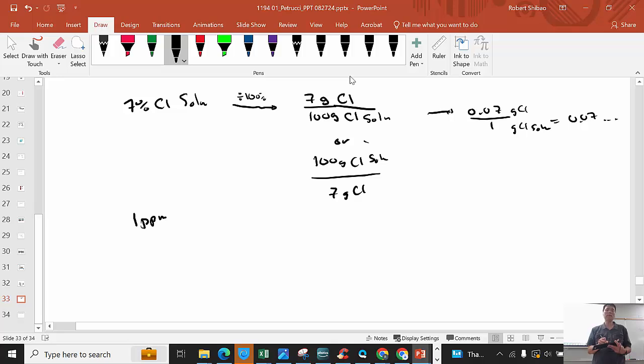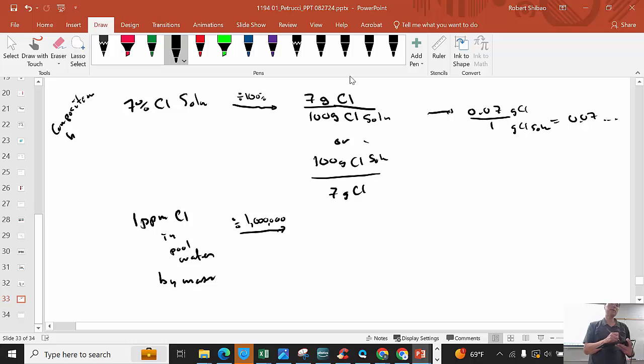If we have 1 ppm of chlorine in pool water, then a part per million and a part per 100 are pretty much the same thing. Here we just divide by a million to get it in fractional form. So if I divide it by a million, it doesn't matter the units here as well. This is ppm by mass. Typically, these are composition by mass. And so what I'm going to end up with is 1 out of a million.